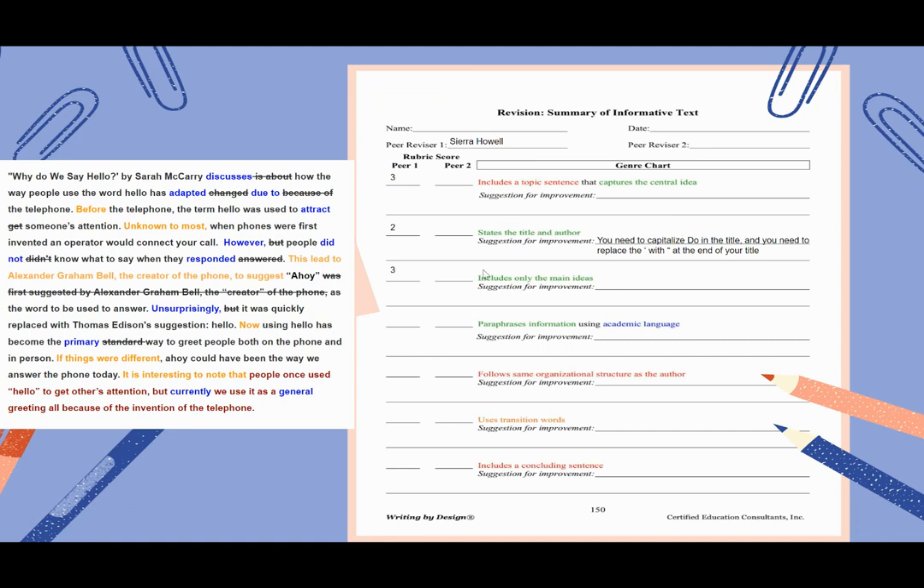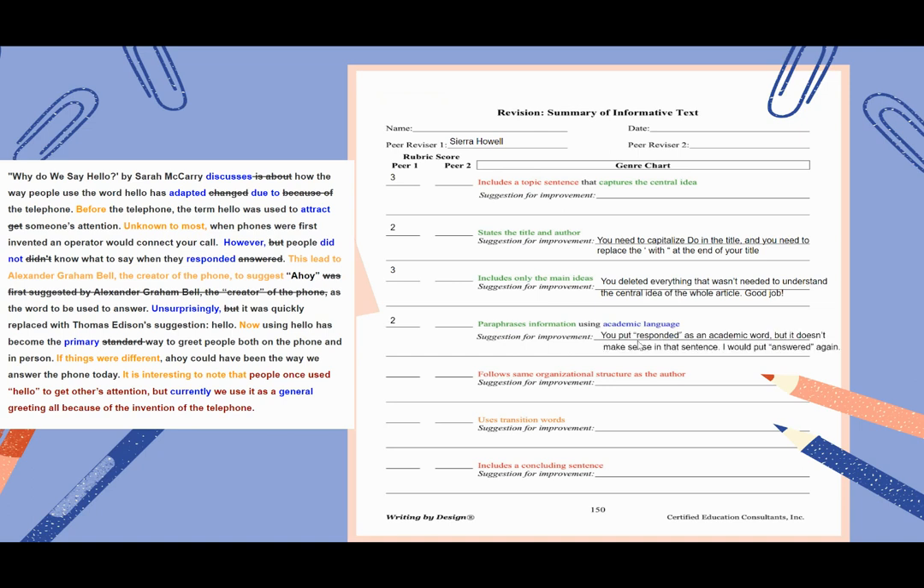Next, includes only the main ideas. I got a 3. If you want to, you can say like good job. So I deleted everything that wasn't needed to understand the central idea of the whole article. Great job. This one paraphrases information and uses academic language. I got a 2. So they have to give me a suggestion for improvement.